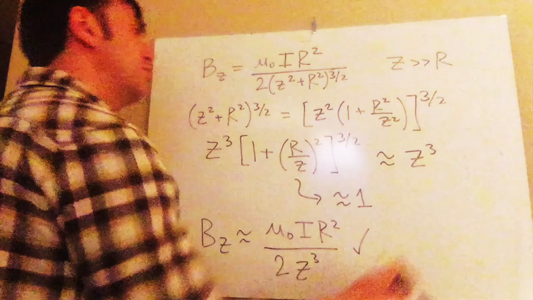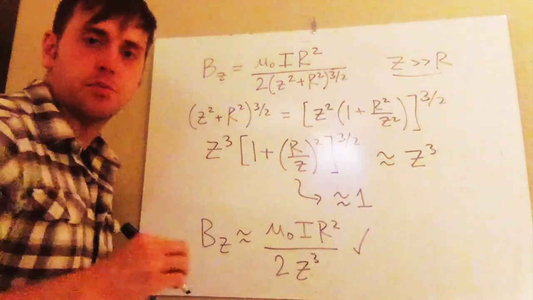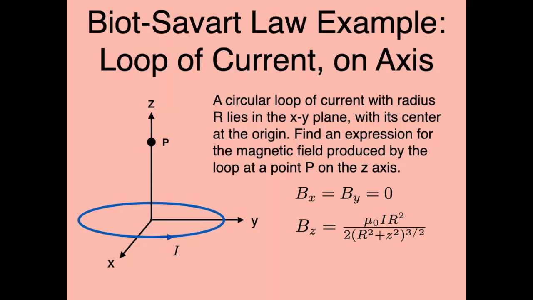Okay, so this is true as long as z is much bigger than r. In other words, if z becomes much, much bigger than r, so our distance on the z-axis is much, much bigger than the radius of this loop, that's what it means to be far away, then approximately Bz is equal to mu naught times I times r squared divided by 2z to the third power.